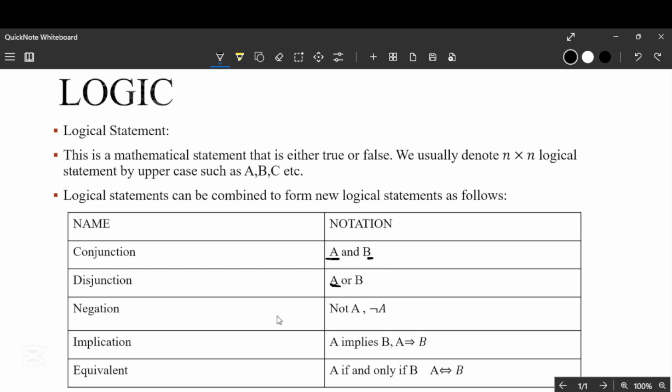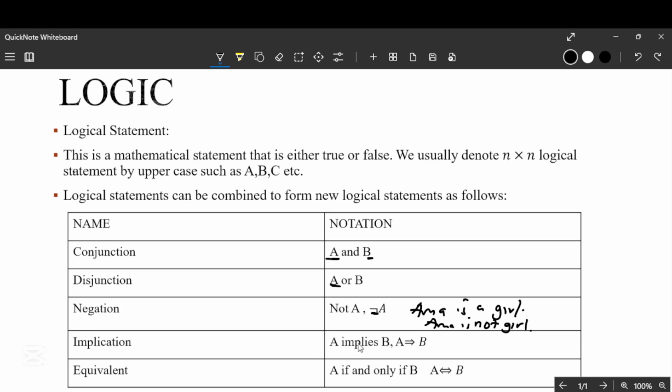And if we talk about negation, if you give an example like Amma is a girl, the negation of "Amma is a girl" is "Amma is not a girl". And the symbol for negation is what we have here. So "Amma is not a girl" becomes the negation of "Amma is a girl".